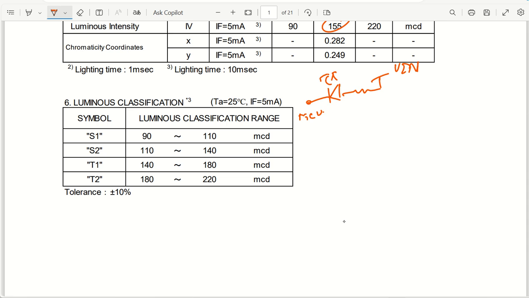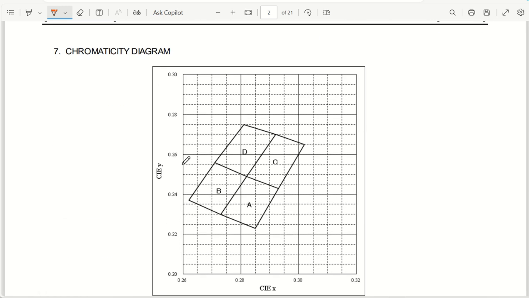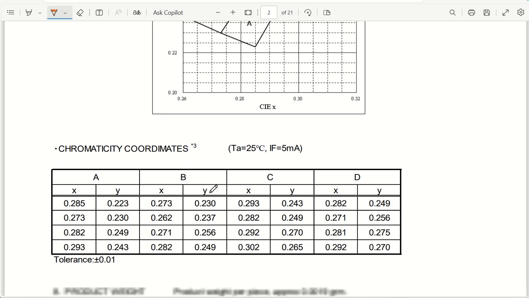Luminous specification or classification is something like this. If you have S1 symbol, S2 symbol, T1 symbol, T2 symbol, then S1 is from 90 to 110, S2 is 110 to 140. So like that, the categories are for the luminous intensity, or the intensity of the light that you will be getting. Coming back to chromaticity diagram, anyway, this is not of much utilization.